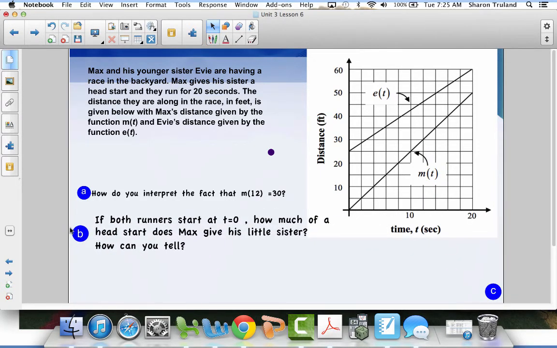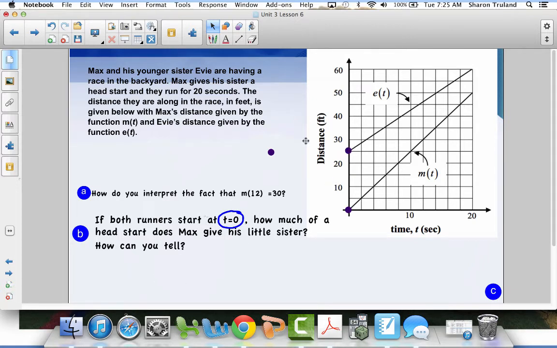All right, next question. If both runners start at T0, what does T0 mean? Oh, they're both starting right at the beginning. No seconds have passed. How much of a head start does Max give his little sister? So they want me to go where the time is 0. Okay, well here it is where time is 0. Max is right here at 0 seconds.